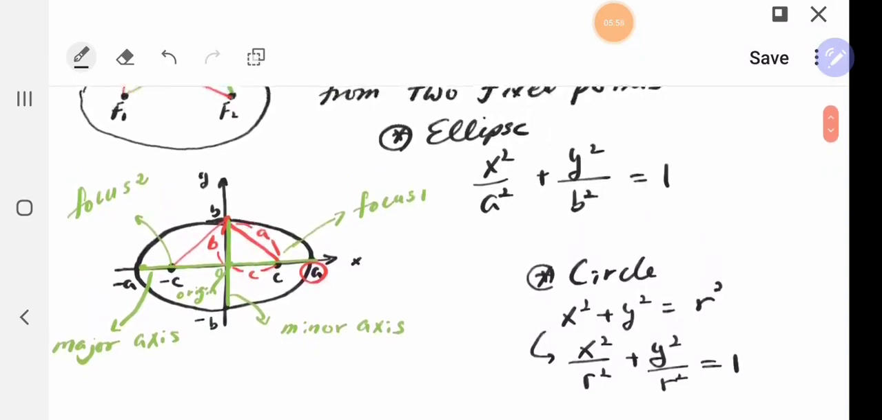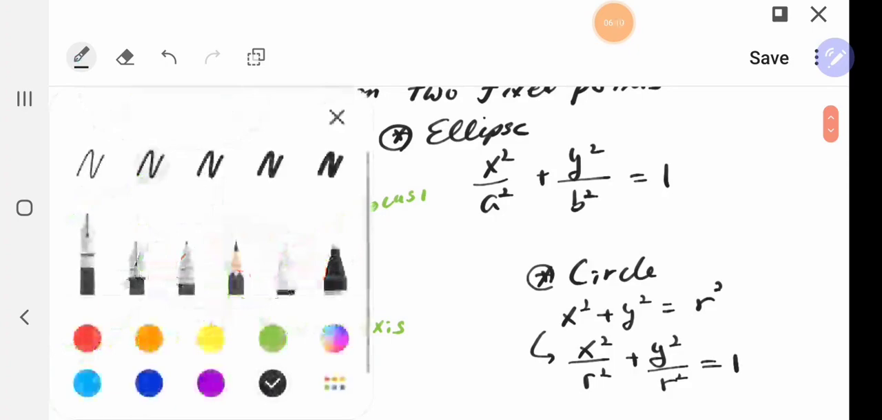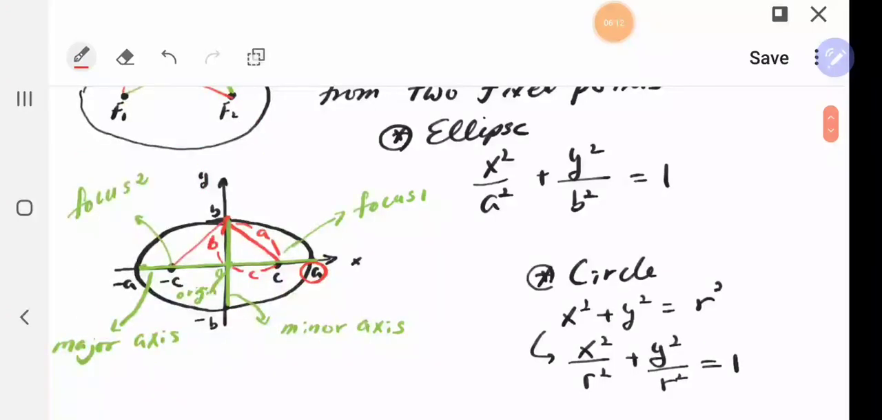The ellipse is very similar to the circle equation because both have x squared and y squared. The right side is 1, but the denominators of x squared and y squared are a squared and b squared, whereas for the circle it is r squared. That's the only difference. Because a circle has the same radius, the longer side and the shorter side are the same, so a and b are the same. But for an ellipse, either a is longer than b or b is longer than a.